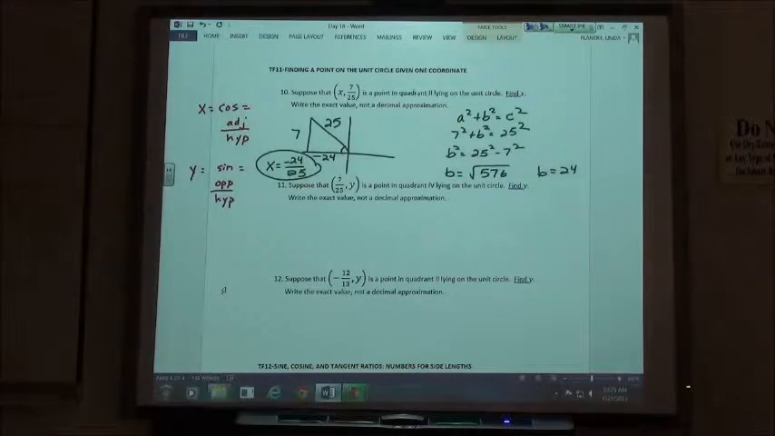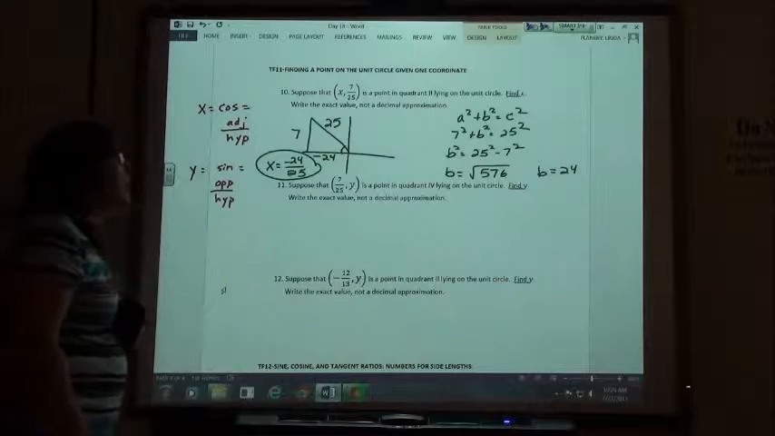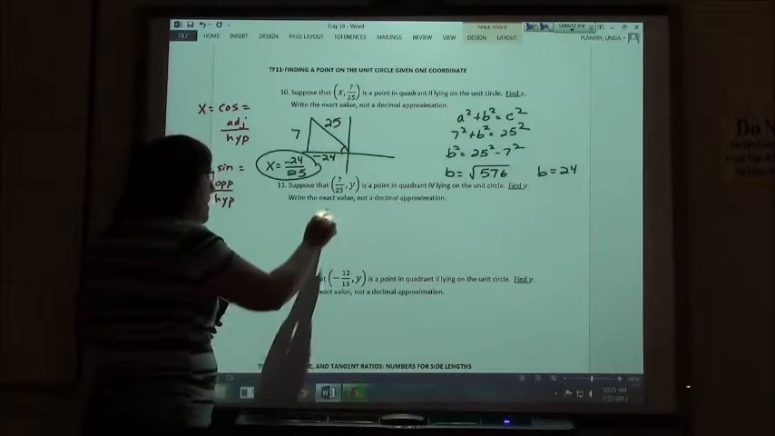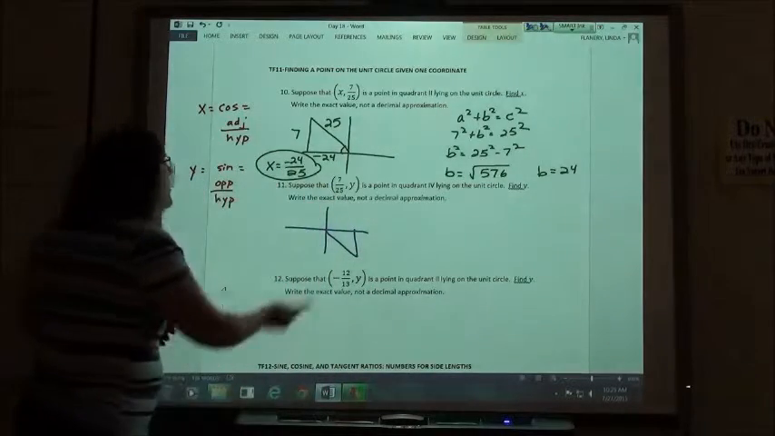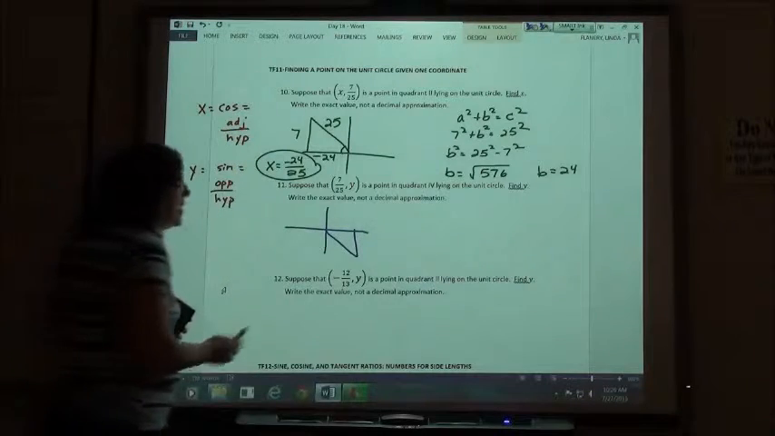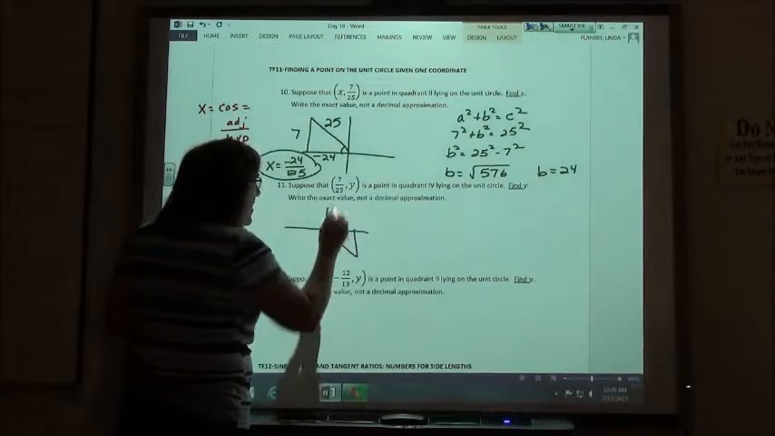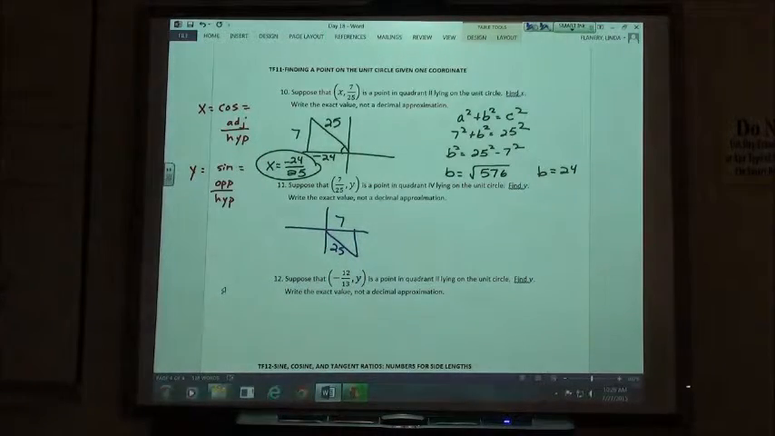So on number 11, now we have the point 7/25 and y. It's a coordinate in quadrant 4. So down here, we know the first value, which is the cosine, the adjacent over the hypotenuse. So the adjacent is 7, the hypotenuse is 25, and again, we'd have to find that missing side.